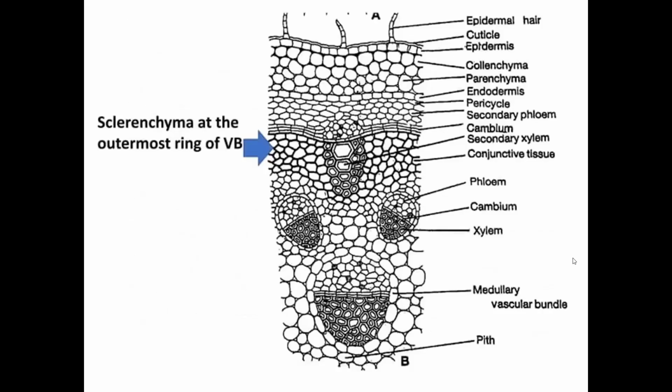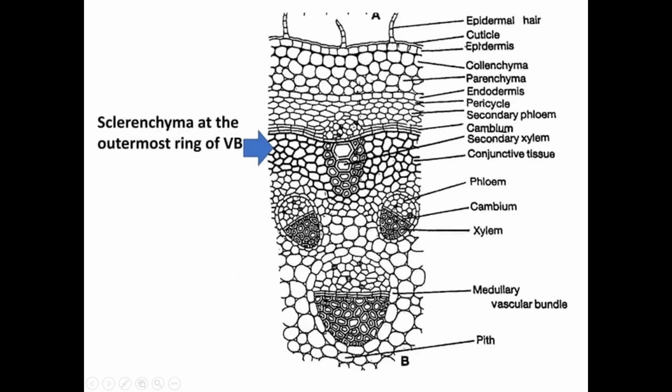So here, the sclerenchyma is at the outermost ring of the vascular bundle. So these are all produced from the cortex or pericycle region only. So this is the vascular bundle, and here it is producing the xylem and phloem.